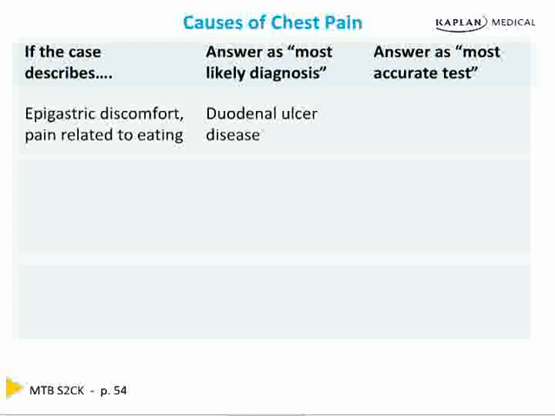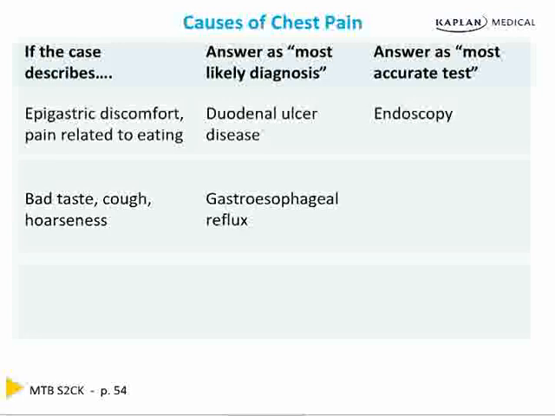And when I say relating to eating, I don't necessarily mean it's worse by eating, because whether it's better or worse is not as important as simply whether it changes with eating, and that is ulcer disease, and you need to scope that person. Now, bad taste is because reflux disease hits the ninth and 10th cranial nerves, supply bitter taste to the back of the tongue, and that's to help you gag things out.